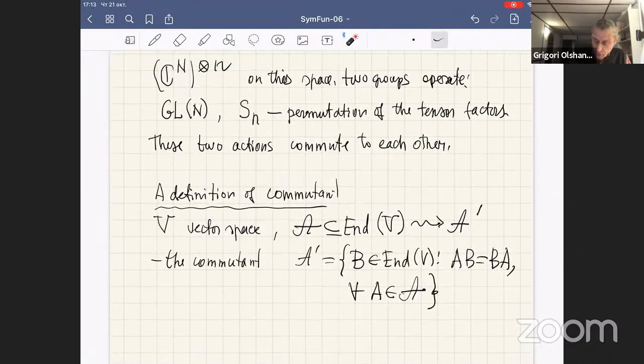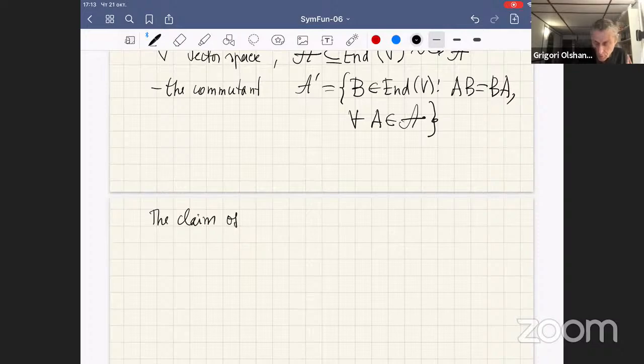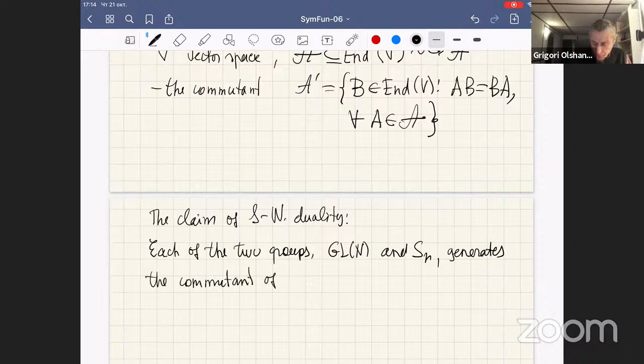And the Schur-Weil duality now is the following claim: each of the two groups, GLN and SN, generates the commutant of the other group.